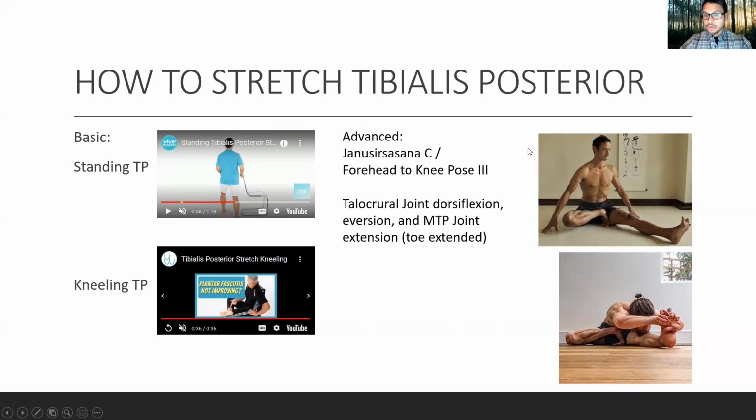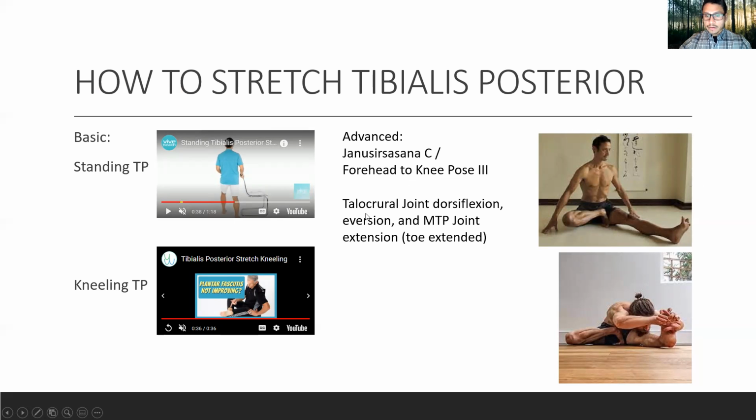An advanced stretch would be found in Janu Shirshasana C. This is a yoga posture, translated to forehead to knee pose, third position. You can see this set up here in this top photograph. There's a lot going on, but focus on the ankle joint. You can see the toes are extended. There's a slight eversion to the foot. The ankle joint is dorsiflexed.